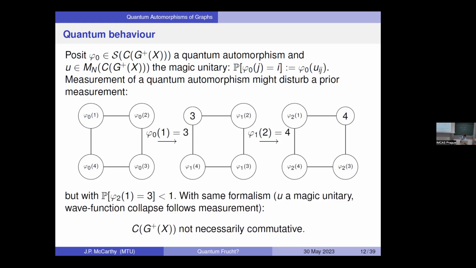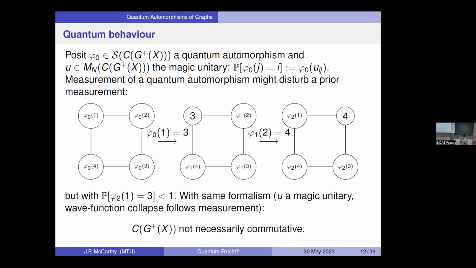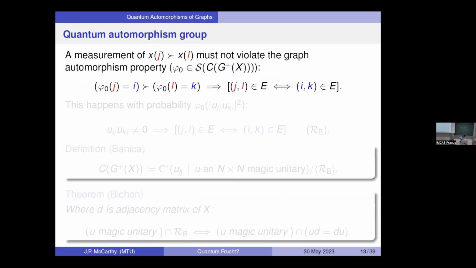So the same formalism, U a magic unitary, which we'll do properly in a moment, and you do your wave function collapse to get this new state, phi 1. If this is less than 1, then this is obviously not necessarily commutative. Okay, so this is kind of such an intuition. It's not the standard way of doing things. We'll kind of get closer to the standard way on this slide.